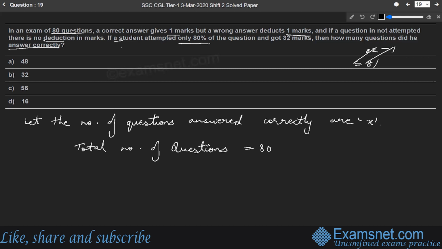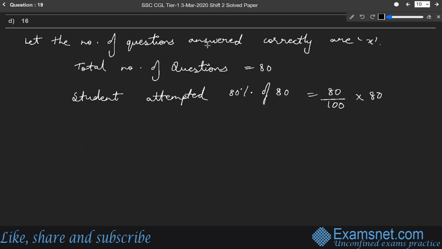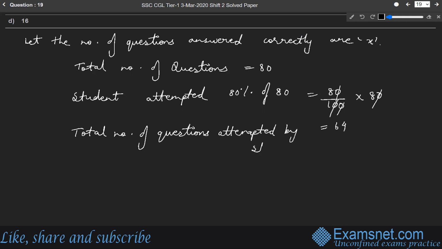Now 80% of 80 means 80 divided by 100 multiplied by 80. Whenever there is percent, it will be divided by 100. And of means multiplied. So now 80 by 100 into 80, the 0 and 0 will be cancelled. Again 0 and 0 will be cancelled. So it will be 64. So we can say that the total number of questions attempted by a student is 64.